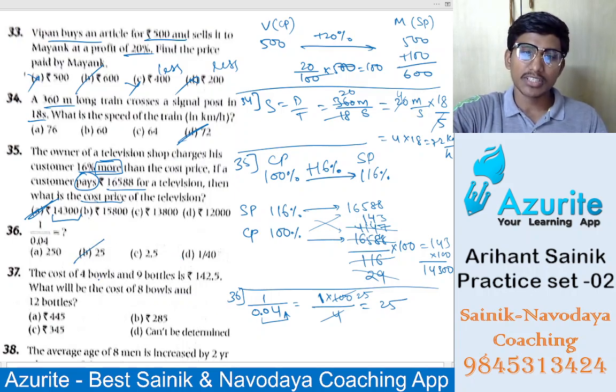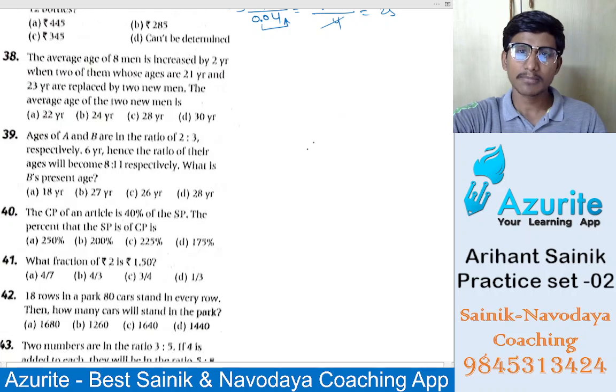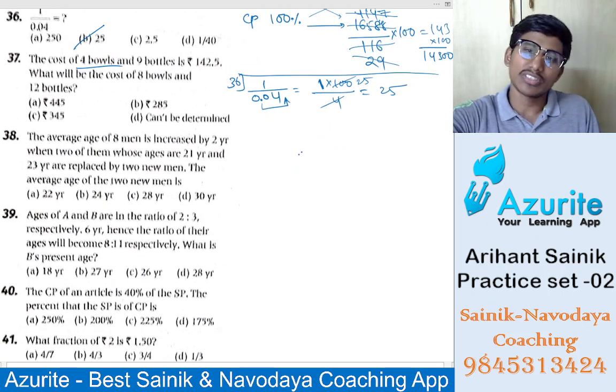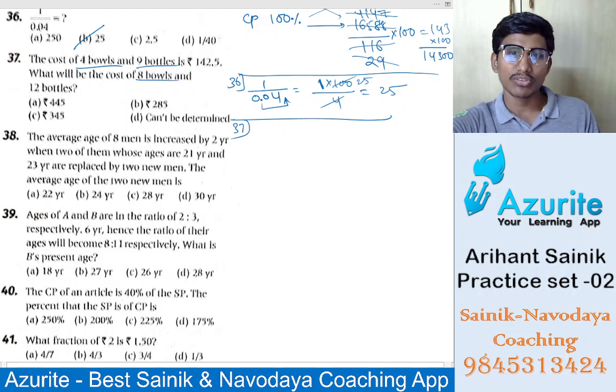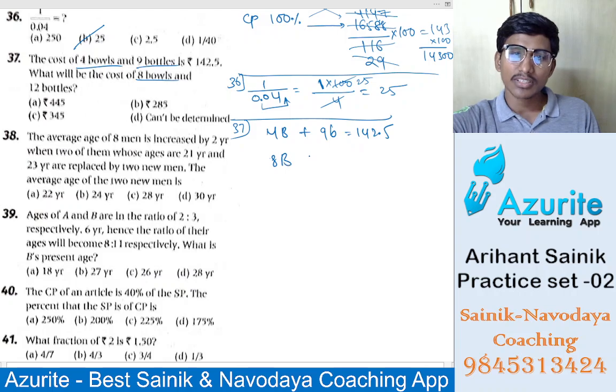Now 37. The cost price of 4 balls and 9 bottles is 142.5. What will be the cost of 8 balls and 12 bottles? So 4 balls and 9 bottles is how much? 142.5. Now we need 8 balls and 12 bottles. So how much do we have to multiply with?